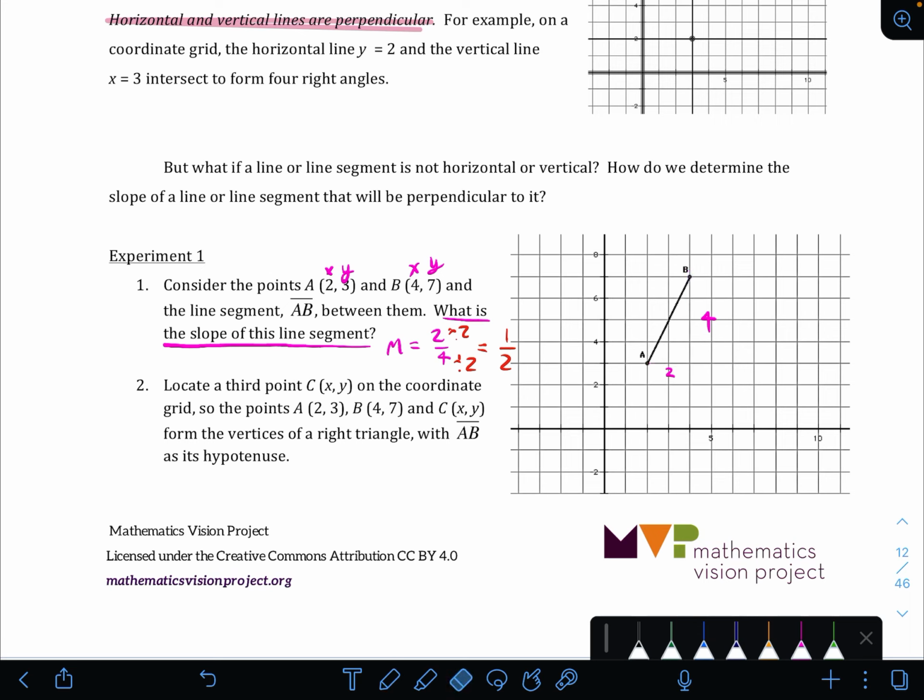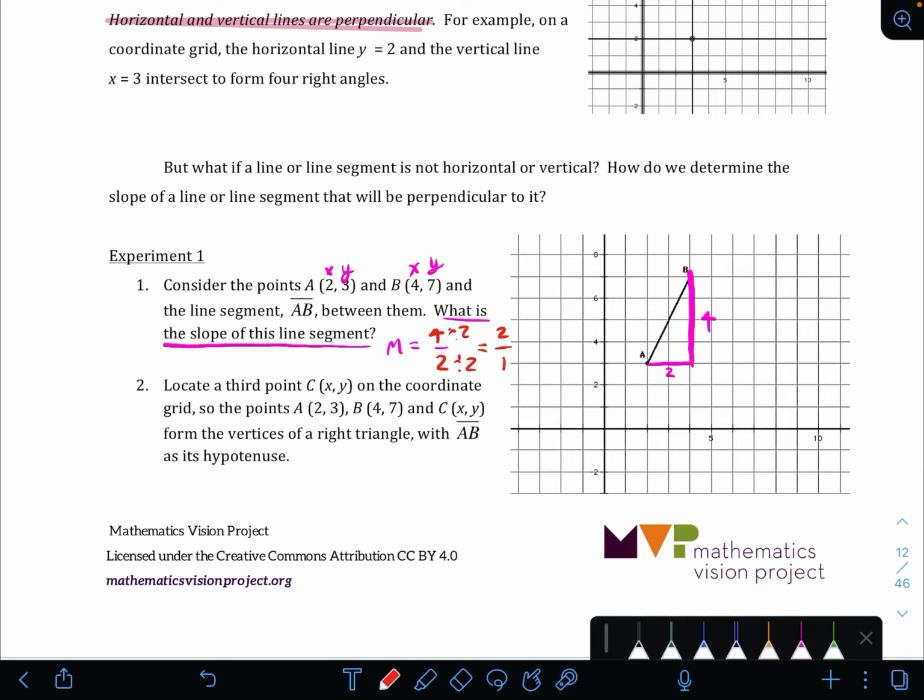This is the run and this is the rise. Our rise is 4 and our run is 2. If I look here, I actually put them on backwards. It should be rise over run. So I need to put the 4 on top and the 2 on bottom. 4 over 2. Okay? And so that changes our slope to be 2 over 1. Notice how it's very similar, just a little bit different.